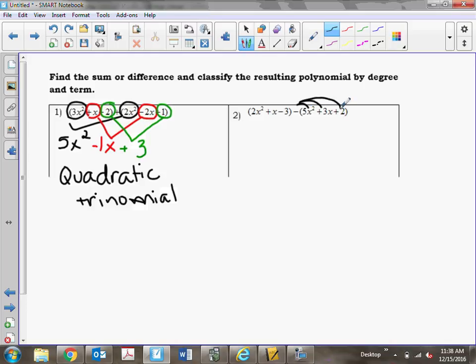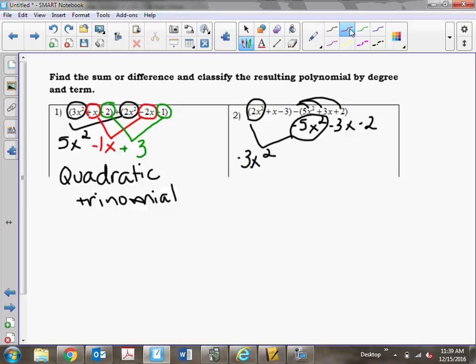That means that this becomes a negative 5x squared minus 3x minus 2. You have to distribute it across that parentheses in order for you to actually see that you are subtracting the entire polynomial. So now we're going to go ahead and combine our like terms. I can see that 2x squared and this now negative 5x squared are like terms, and that would give us a negative 3x squared.